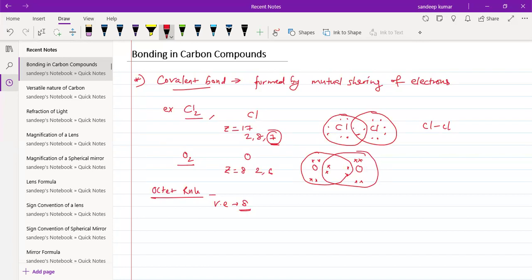Between the oxygen atoms, two pairs of electrons are shared. So it is what? A double bond.